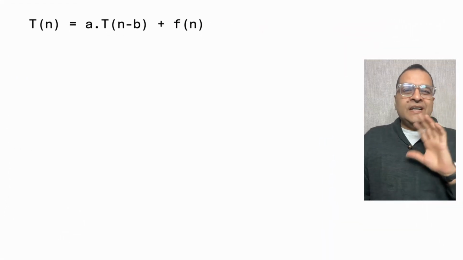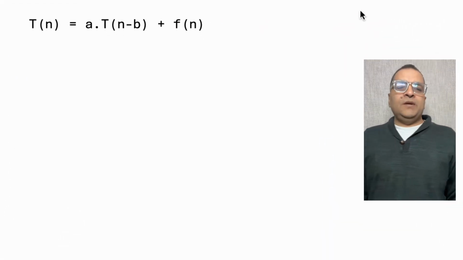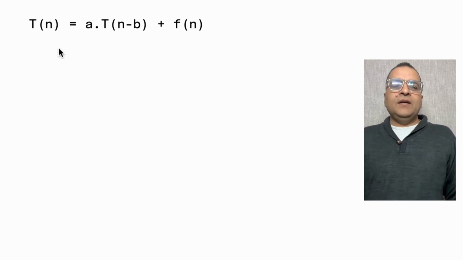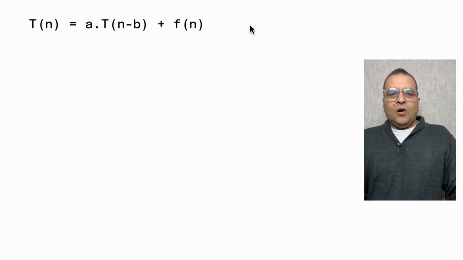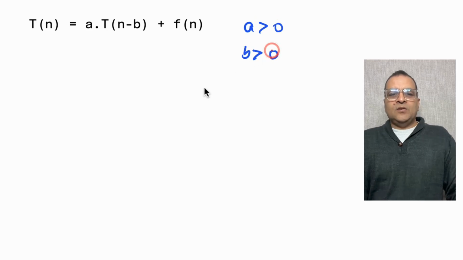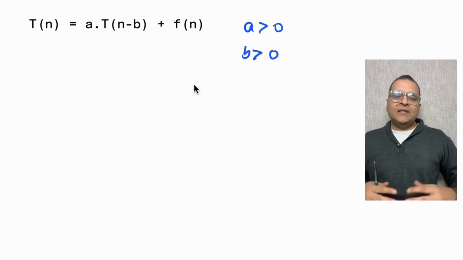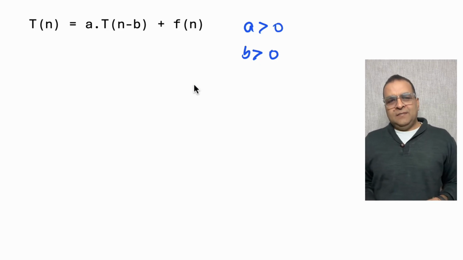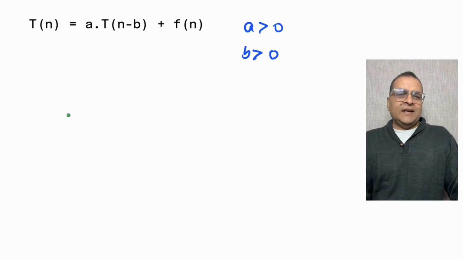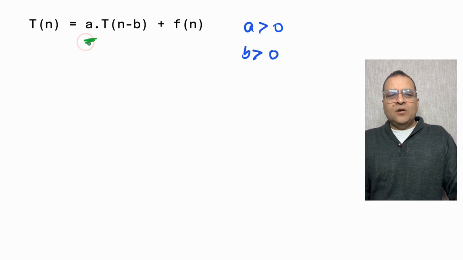Can we come up with some generic solution for all kinds of equations? Let's say you are given a recurrence equation T(n) = a T(n-b) + F(n). In this case, obviously a has to be greater than 0 and b also has to be greater than 0. Because if b is equal to 0, then this becomes an infinite recursion. If a is equal to 0, then this doesn't make sense. To solve this kind of generic recurrence, you just need to consider the value of a.